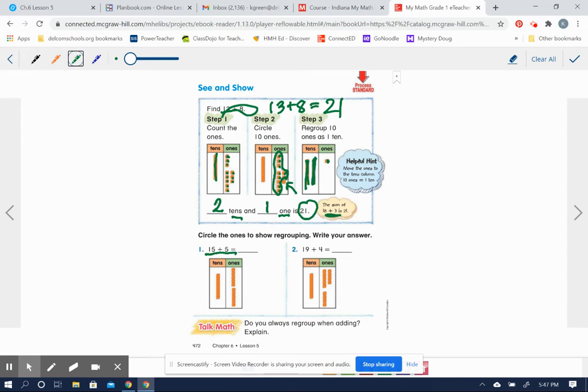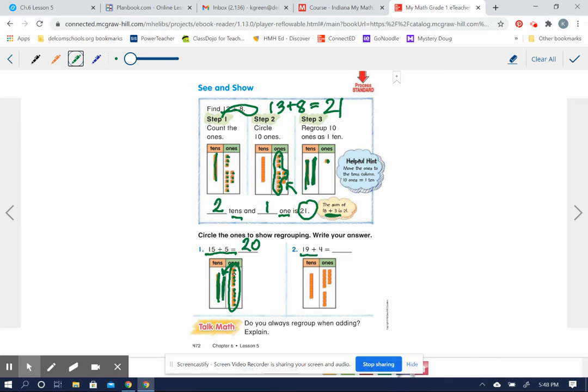15 plus 5. Okay, here's 10, 11, 12, 13, 14, 15, plus 5 more. 1, 2, 3, 4, 5. Okay, so first we need to group 10 of them. 5 plus 5 is 10, so we're going to circle all of those. And that would give us 2 tens over here. So 2 tens is the same as 20, isn't it? And there are no ones left on the outside of that group that we just circled. 15 plus 5 equals 20.